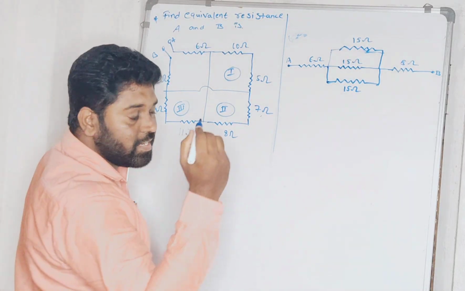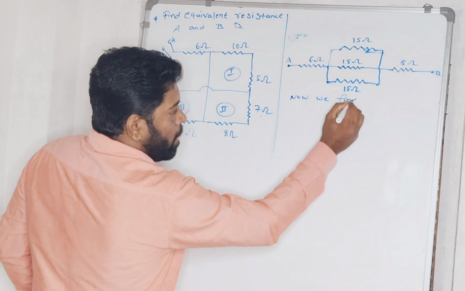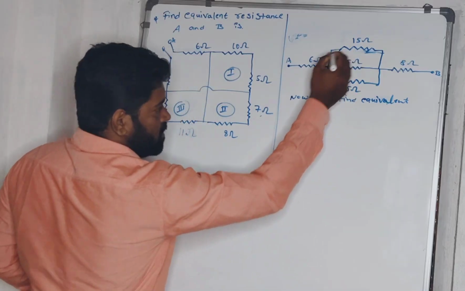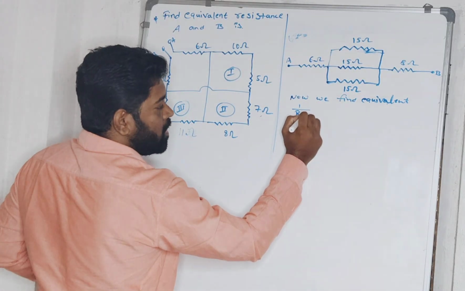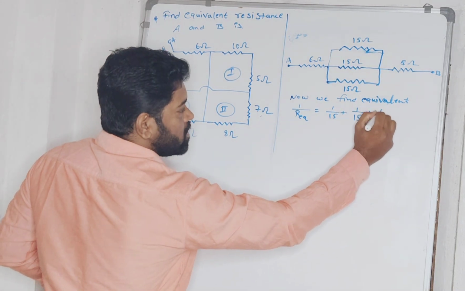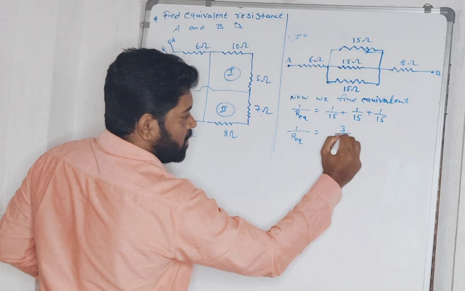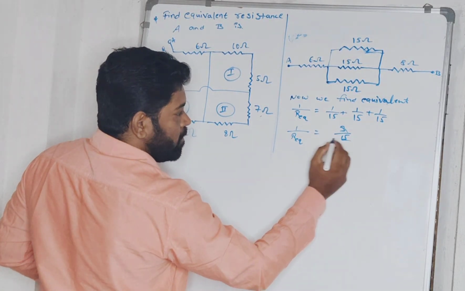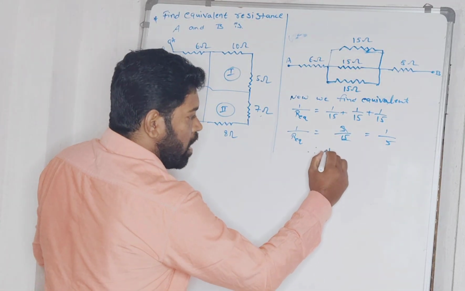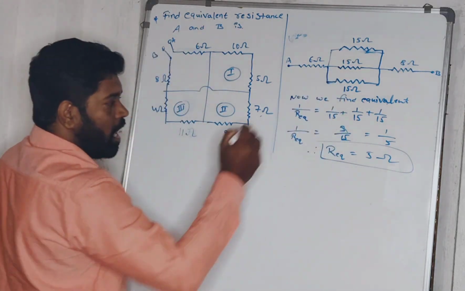Now you find the equivalent resistance. Once you check it, 1 by R equivalent is equal to 1 by 15 plus 1 by 15 plus 1 by 15. 1 by R equivalent is equal to 3 by 15. That means finally that is equal to 1 by 5. Therefore, R equivalent is equal to 5 ohms.